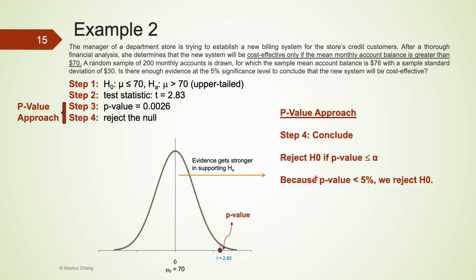In step 4, we compare the p-value with alpha. Remember, regardless of what kind of test we are doing, we always reject the null if the p-value is small, especially if it is smaller than alpha. So our p-value is about 0.0026 and alpha is 5%. So the p-value is definitely less than alpha, and we reject the null. So we arrive at the same conclusion as the critical value approach. That means the system is indeed cost-effective.